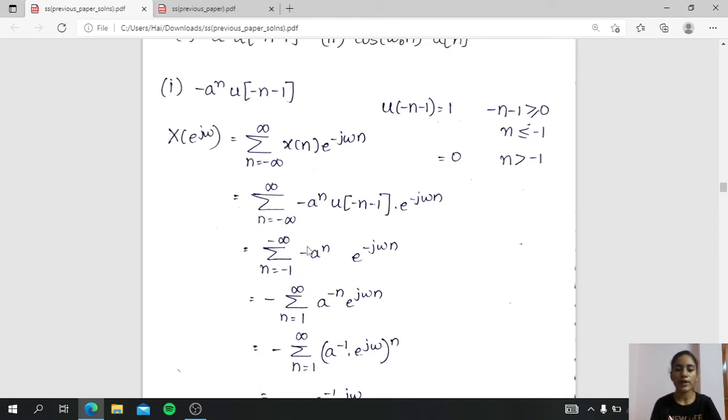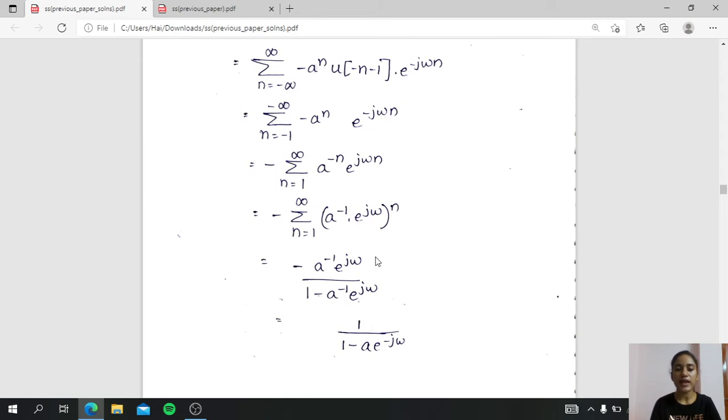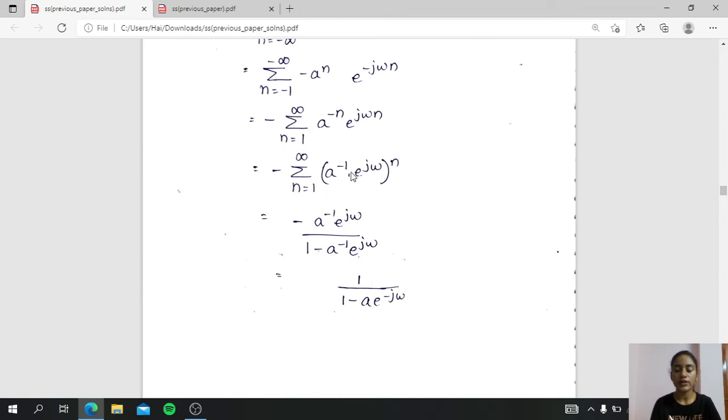So your summation now becomes n is equal to minus 1 to minus infinity, minus a power n e power minus j omega n. So replace minus n with n, so these negative values will become positive. Your n will become minus n and your minus n will become plus n. So take the nth power common. This is in the form of GP. So on solving, that is a by 1 minus r, your first term a is a power minus 1 into e power j omega by 1 minus r, which is your common ratio. On solving this, you'll get your required answer.